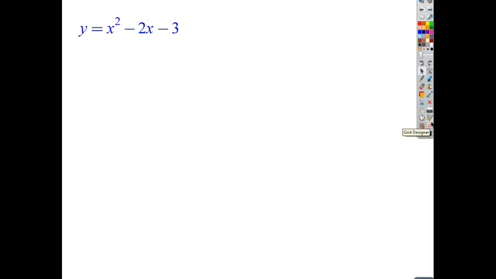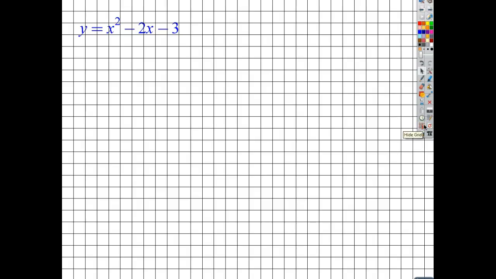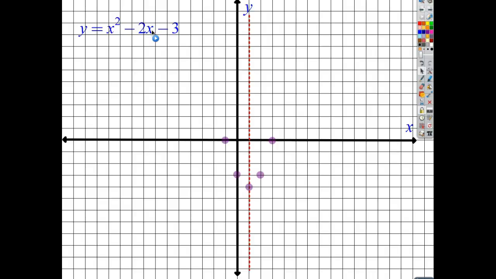Now, if I were to graph this, it's going to look like that. Notice where these points are. I've got a point here and a point here, and this happens to be (-1, 0), and this one happens to be (3, 0). And then my line of symmetry is at x = 1.